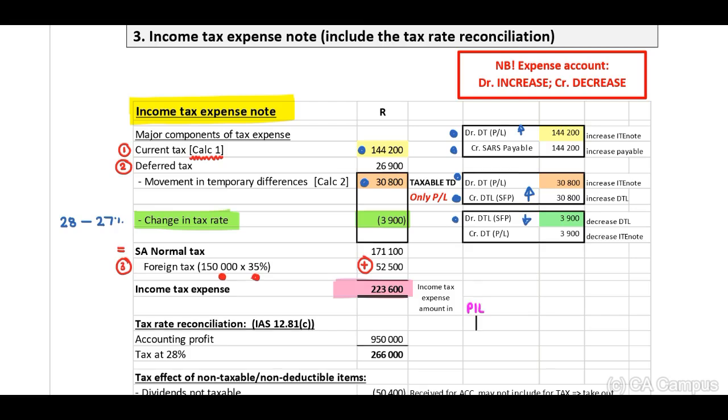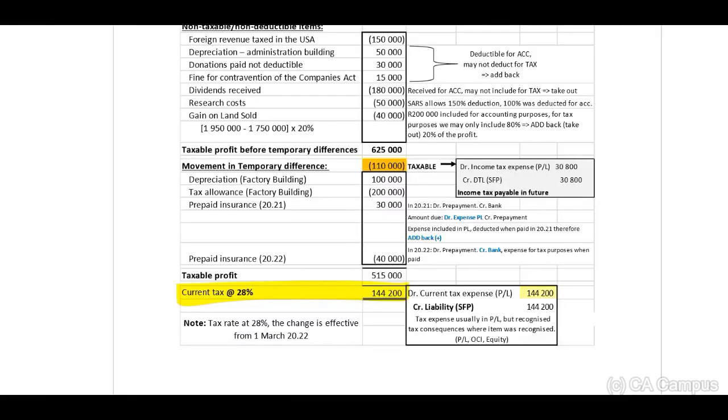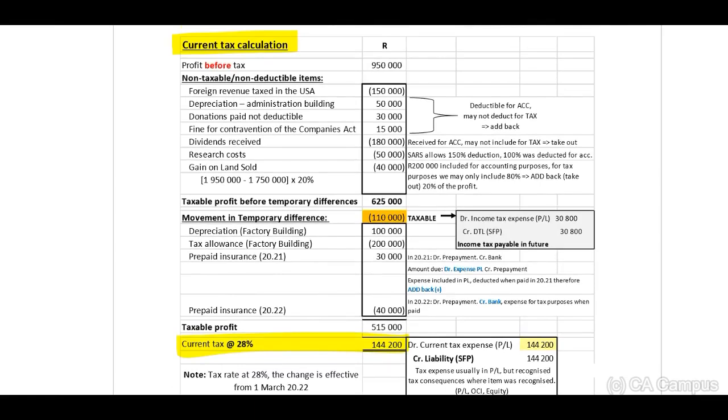Right. Now, tax rate reconciliation. What is at the top, which is not at the bottom? Right. First, you will have to obtain your accounting profit, this 950,000, times 28%. Then you look at your reconciling items, which we have included in our current tax calculation. Remember your current tax calculation, your reconciling items. Only the first section, your non-taxable, non-deductible items. Why?